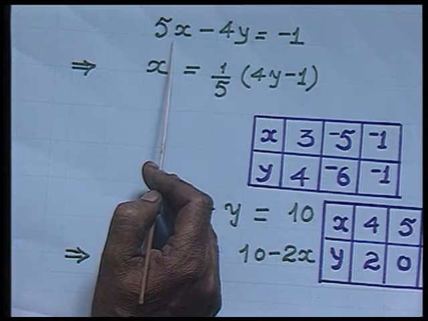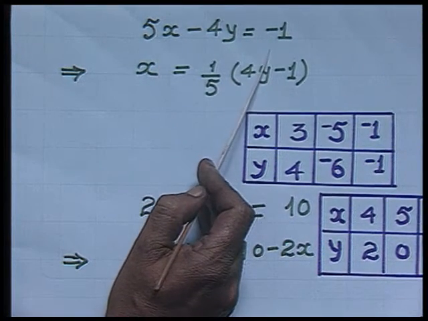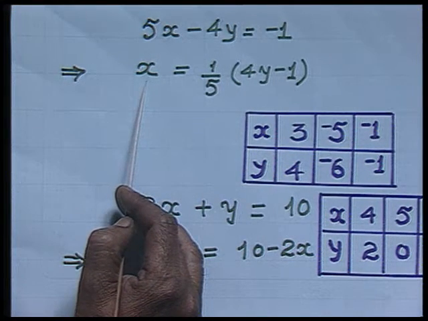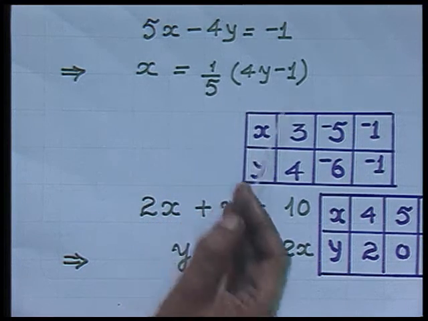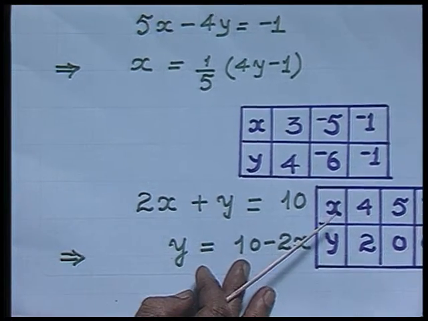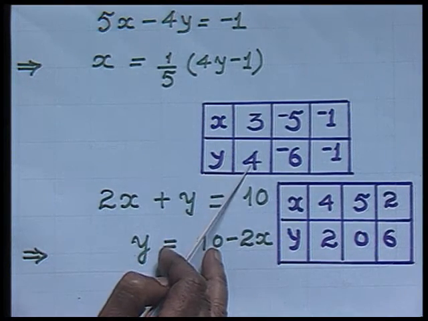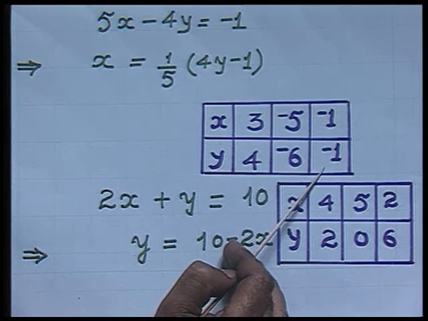So here is the first equation, 5x minus 4y equals -1. So from here I get x. Here I am making x as a subject. So x is equal to 1/5 of 4y minus 1, and the ordered pairs which are satisfying this equation are 3, 4, -5, -6, -1, -1.